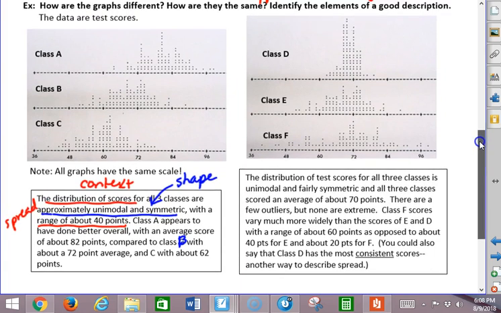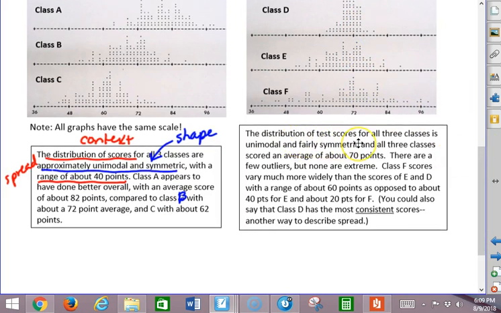Now let's look at Class D. Here we have fairly unimodal and symmetric for all three. This one's maybe a little bit skewed to the left, but fairly symmetric. You can kind of go either way with that. But the centers are all pretty much the same. The main difference is the amount of variability. So here the scores are much more consistent in Class D than in Class E or F. So here I'm just going to go through the distribution of test scores.